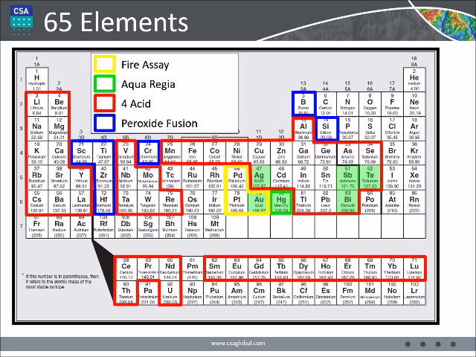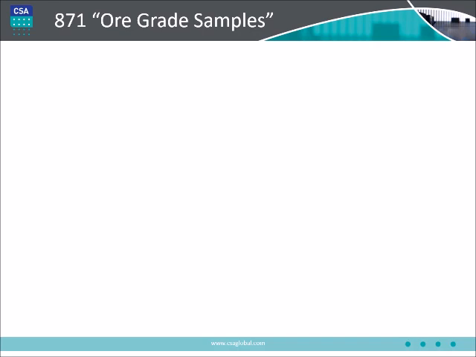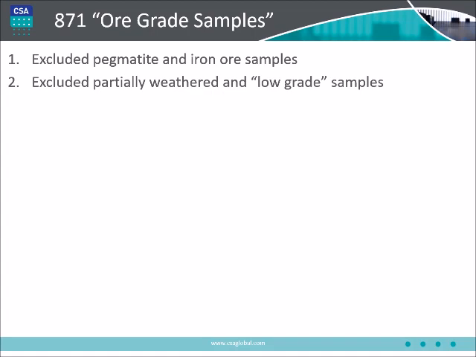What I'm going to be talking about today is shown up there on this big poster. And that big poster there is 871 ore grade samples that have been selected out of the 1,000 odd samples. Now, of course, we're not putting the standards or the duplicates in there. We also exclude pegmatites and iron ore samples. There's a few partially weathered samples which slip through the net, because we have focused purely on hypogene samples. The geochemical variation that we're looking at, we only want to be in the hypogene environment.